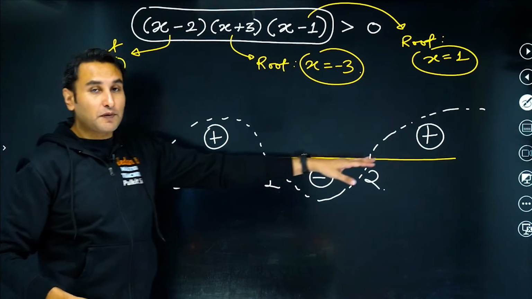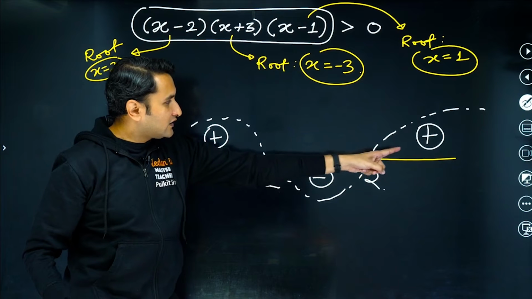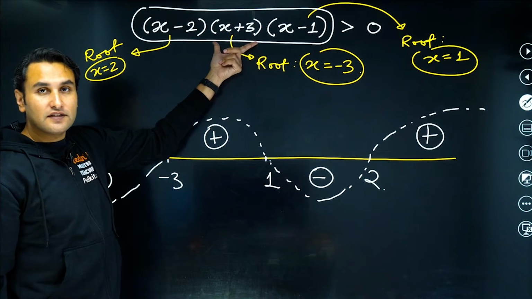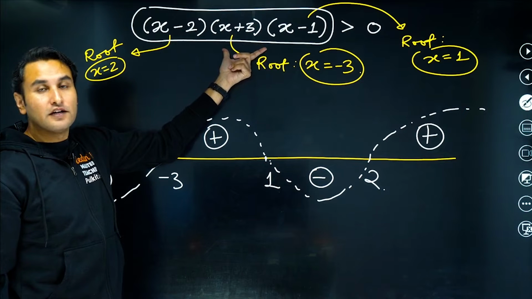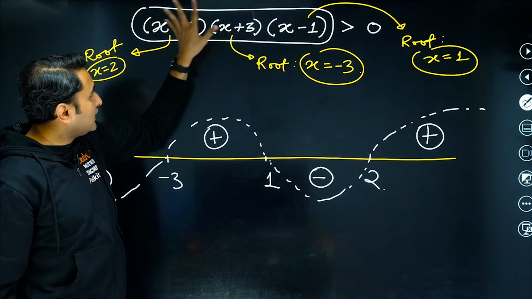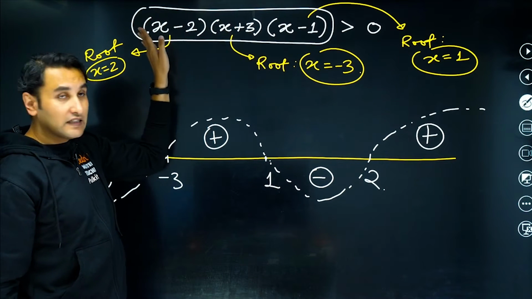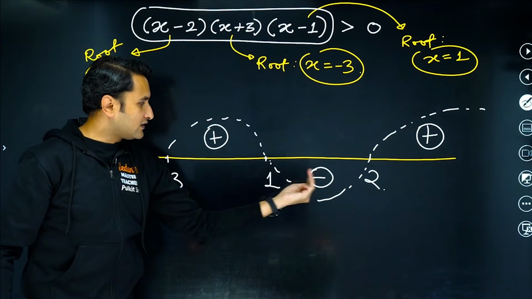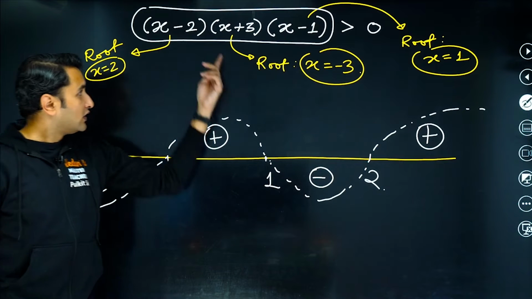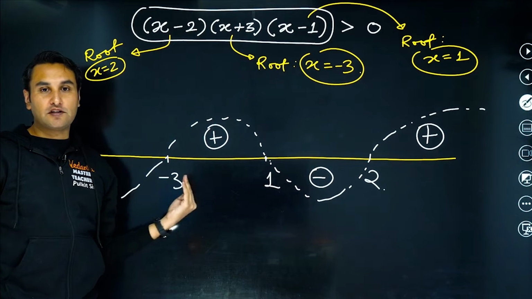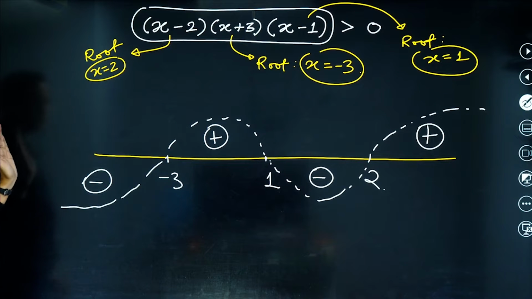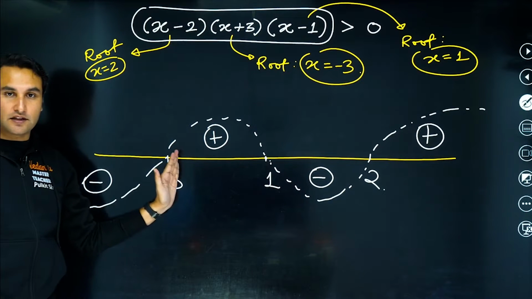So this minus plus, whose sign is this? This plus minus is the sign of this entire multiplication. So what does it signify? This entire multiplication is positive here in this zone. It is negative between 1 se 2. The multiplication is positive between -3 se 1. And it is negative between -infinity se -3.